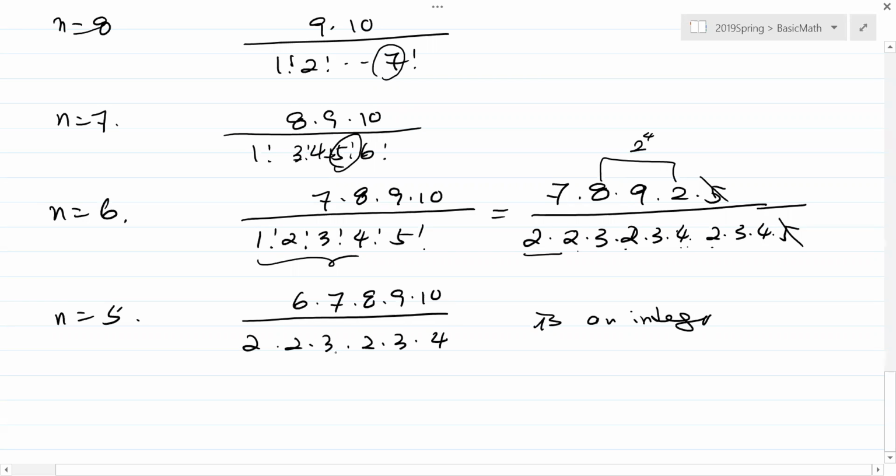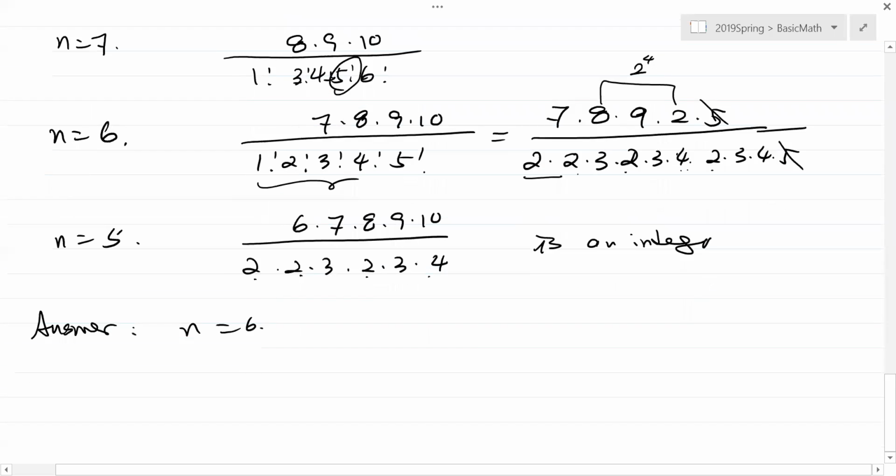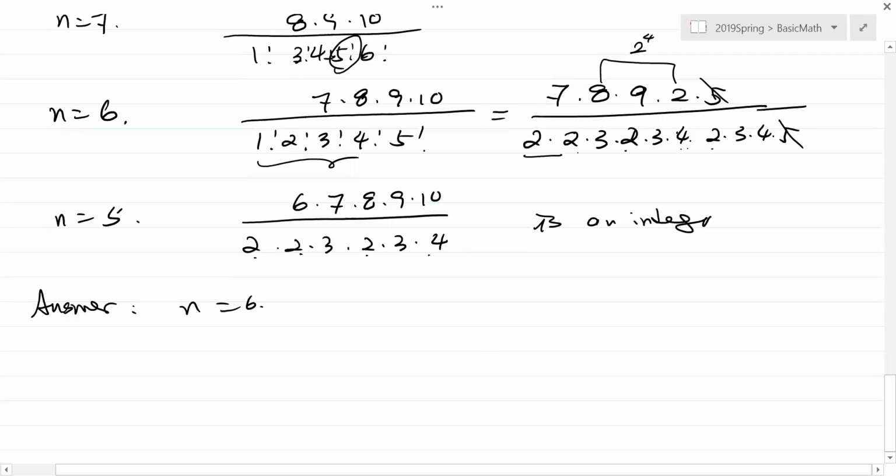So here, 3 will be canceled out. You have 3 here, 9, right? You have 2 threes in the numerator. That's only 1 three. And you have 1, 2, 3, 4, 5, right? How many twos you have, right? And you have 5 twos, but in the numerator, you have 3, yeah, all the twos canceled out. So this is an integer, okay? So the answer is n is 6. Okay, this is a little bit complicated problem. All right.